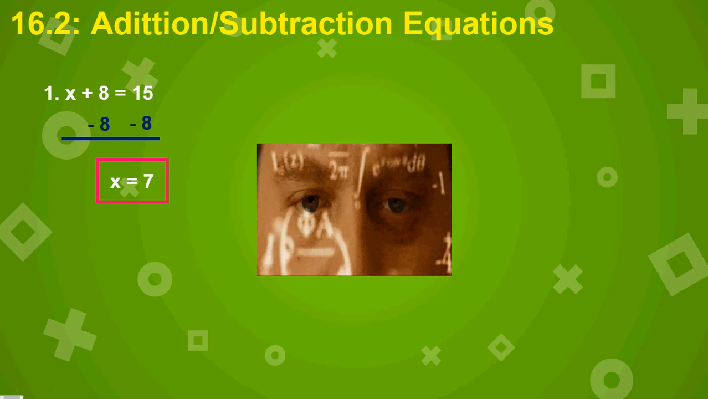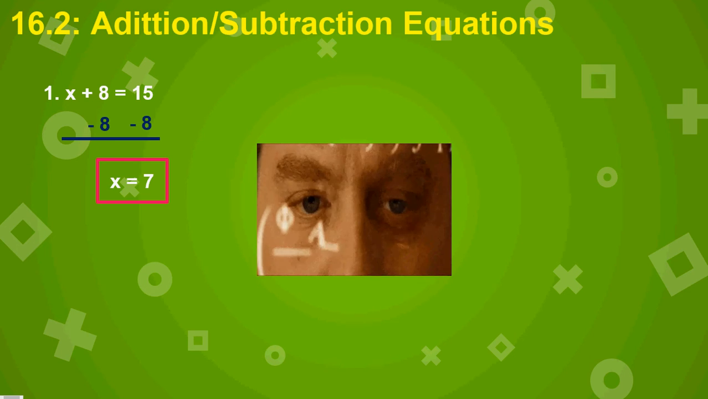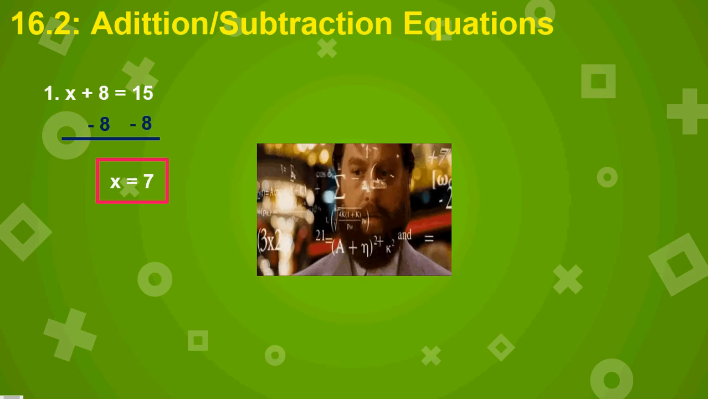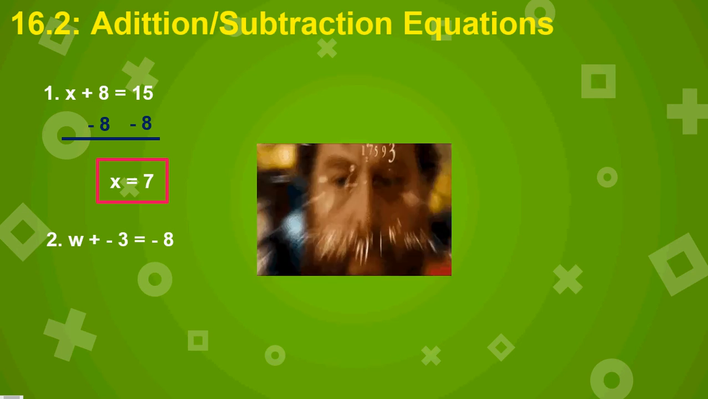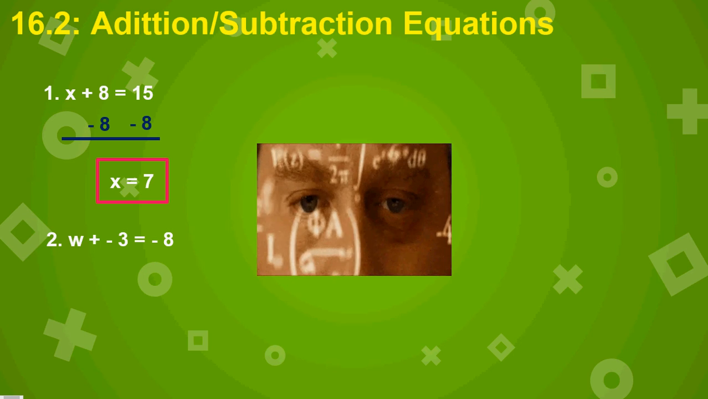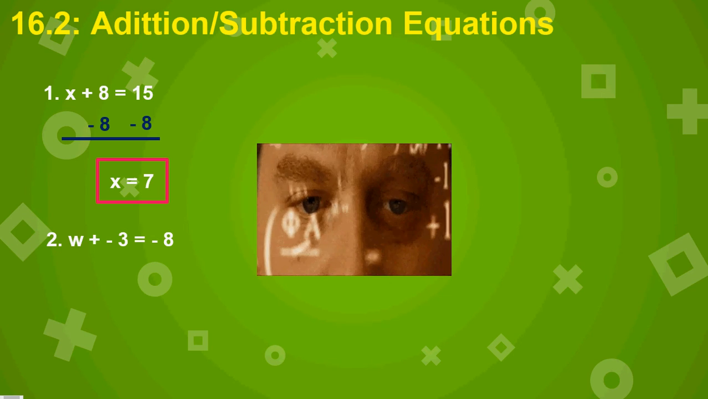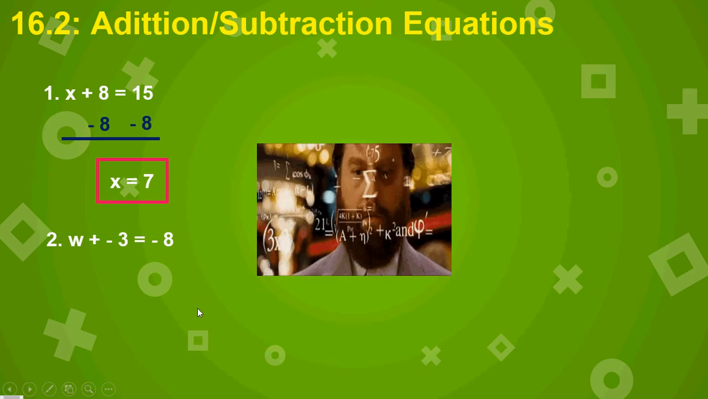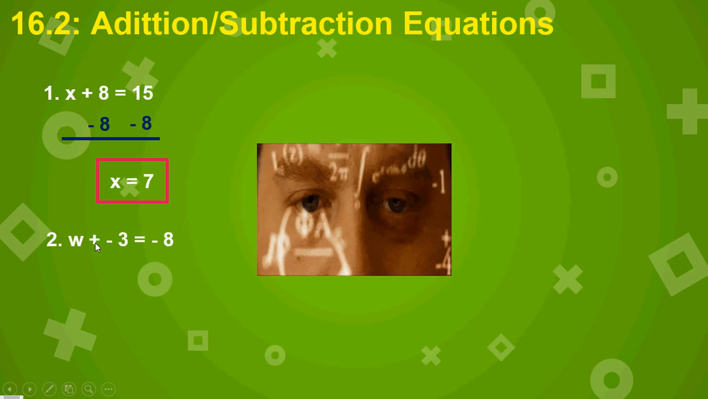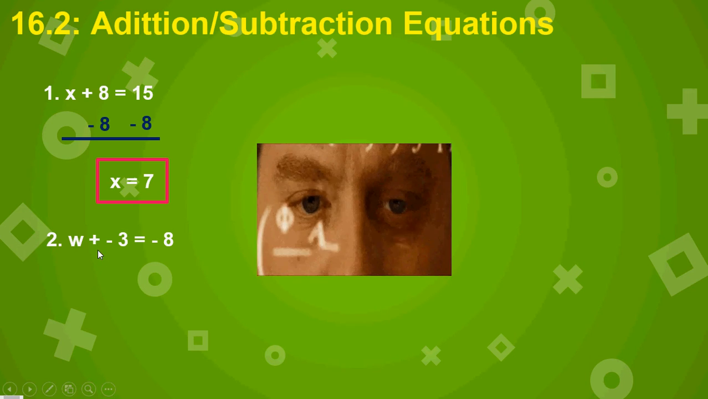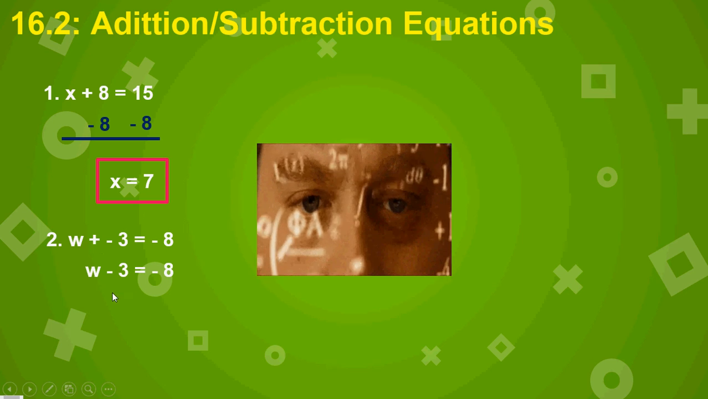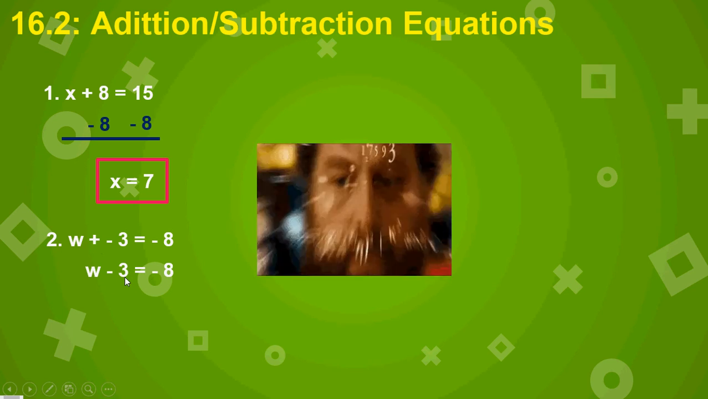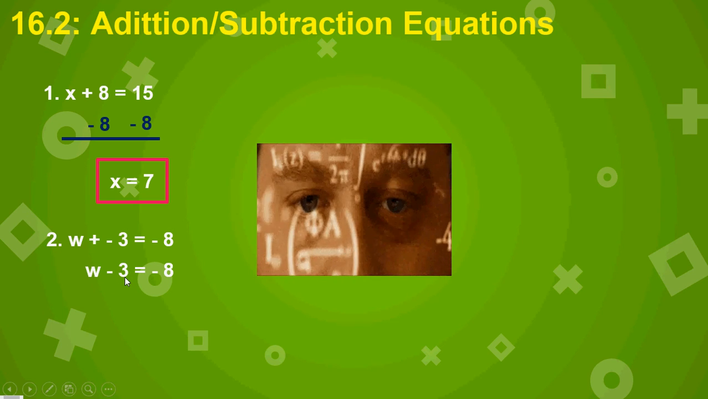Vamos a ver. Number 2. W plus minus 3 equals to minus 8. Aquí tenemos dos signos, pero aquí, ¿cuál gana? ¿El más o el menos? El menos. Entonces lo vamos a escribir otra vez. Quedaría W minus 3 equals to minus 8.